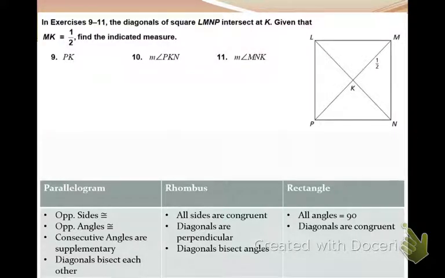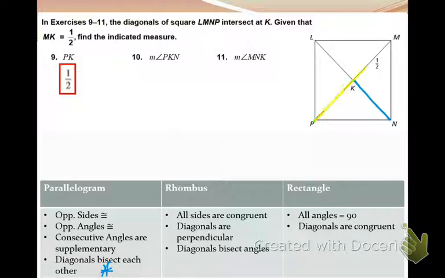The diagonals of square LMNP intersect at K. Given that MK is 1/2, find the indicated measure. So number 9, we find PK. Is this a side or a diagonal? Diagonal. So what are we thinking that PK will be? 1/2. I agree. It will be 1/2 because the diagonals bisect each other at K.